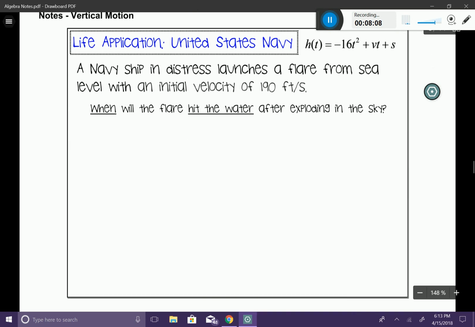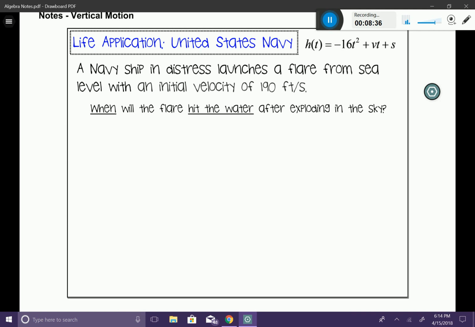All right, the life application is the United States Navy. A Navy ship is in distress and launches a flare from sea level with an initial velocity of 190 feet per second. When will the flare hit the water after exploding in the sky? You can see that the question has changed here. The question is now, when will the flare hit the water? So we want to know time this time. We don't want to know height. It's not asking us for the maximum height of the flare.